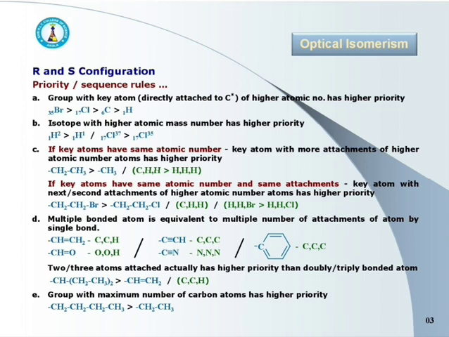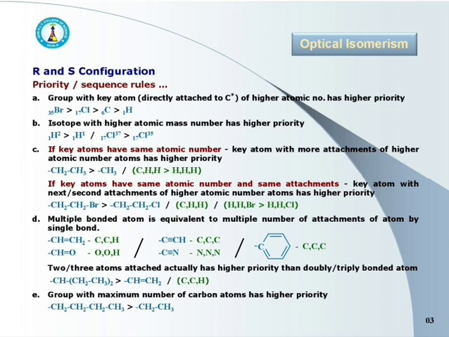Similarly, 17Cl37 has higher priority than 17Cl35. Chlorine having the mass number 37 has higher priority than chlorine having the mass number 35. Because here atomic numbers are same but mass numbers are different. Higher mass number has always higher priority. This is the second rule: isotopes of higher atomic mass number has higher priority.